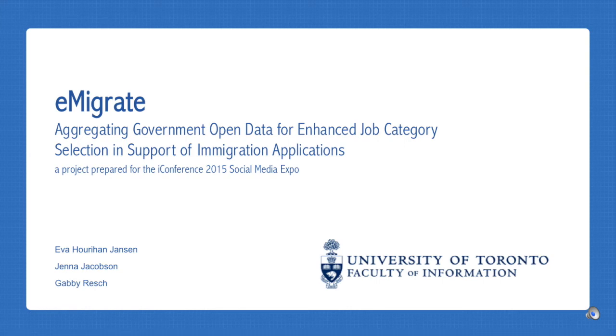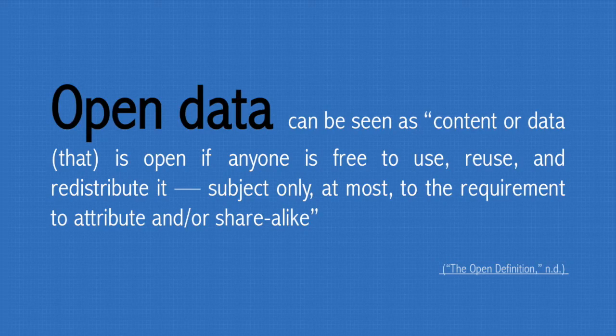eMigrate, aggregating government open data for enhanced job category selection in support of immigration applications. The promise of open data needs to be met with tangible results.